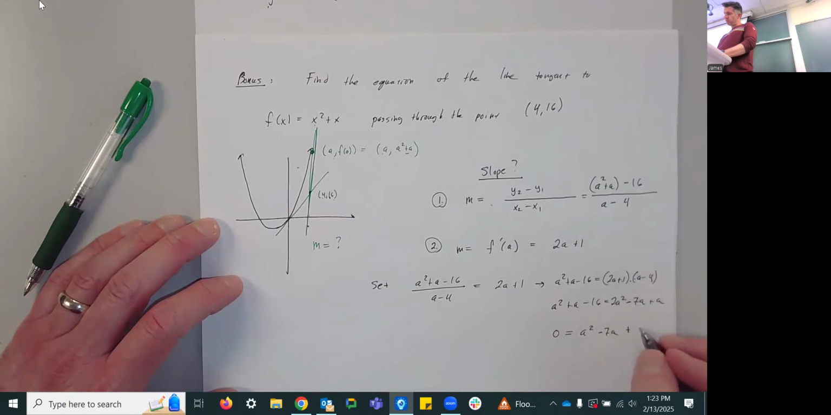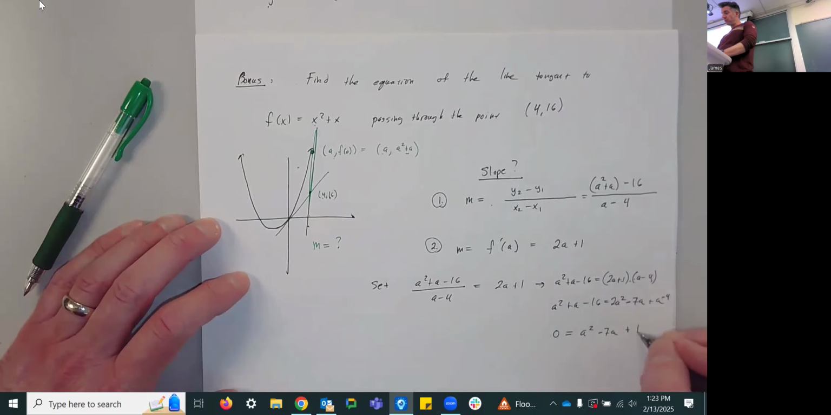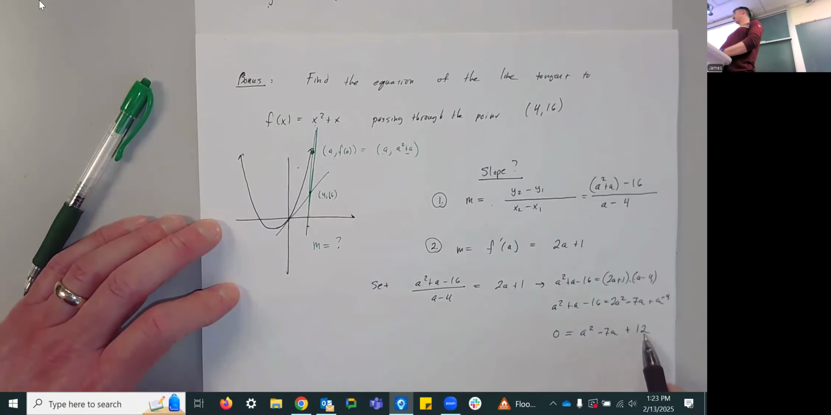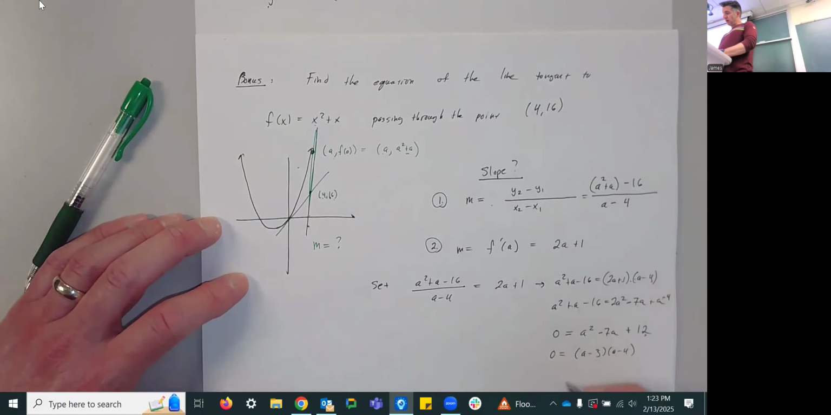I'm a little worried because I made a mistake. I forgot the minus 4. Maybe I said the minus 4, but I totally forgot to write it. So 16 minus 4 is 12. Okay, that's a little better. I was worried because I knew that I couldn't multiply the 16 and add the negative 7. But I definitely can multiply the 12 with negative 3 and negative 4 and add up to negative 7. So we get 0 equal to a minus 3 times a minus 4. This is going to be interesting. So I either get a equal to 3 or a equal to 4.